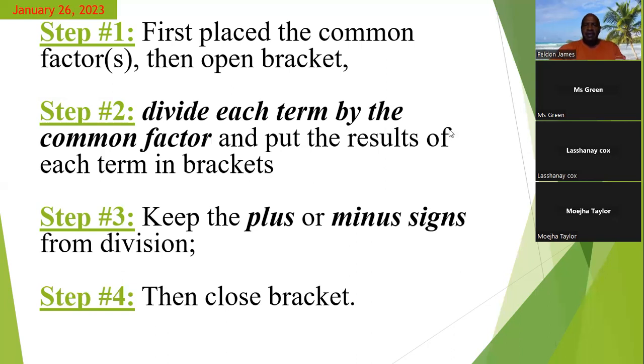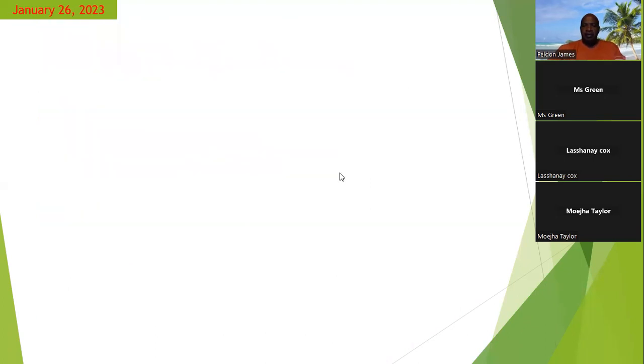So HCF techniques really involve 4 steps. Just to recap: first, you identify your common factor, you place it in position, then you open brackets. Then you go back to the expression and divide each term in the expression by the common factor. The results you get from dividing, you put in the brackets, maintaining the same plus or minus signs from the expression, and then you close the bracket. Pretty straightforward.